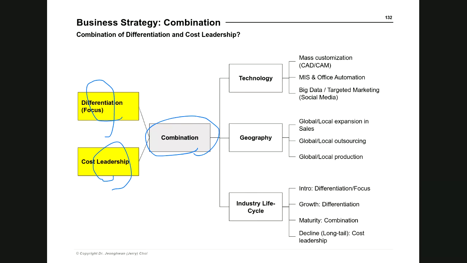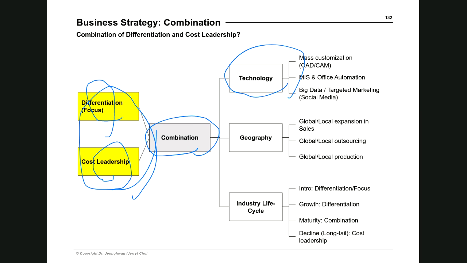There are a lot of discussions about how we can combine these two competitive advantages at the same time. And we found a number of factors we can integrate. The first one is absolutely technology. Technology helps us to maximize the benefit of these two competitive advantages at the same time.